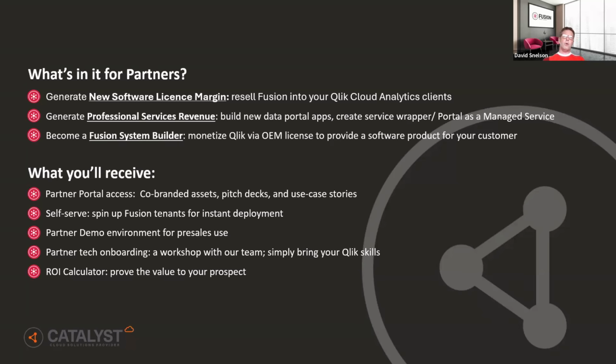Right, so if you wanted to be a partner and take our product to your customers, what's in it for you? Well, the first thing is, of course, money. You get to generate new software license margin by buying Fusion from us and reselling it to your customers, just in the same way as you do with Qlik. But around that, you can create a service wrapper or build new apps for the customer in case they don't exist, if they've got a use case that's external. So you get professional services revenue as a result. And also you can help to build Fusion. You know, if you've got an OEM platform where you wanted to take an idea with a beautiful front end out and market that, then we also have the capability to offer that too.